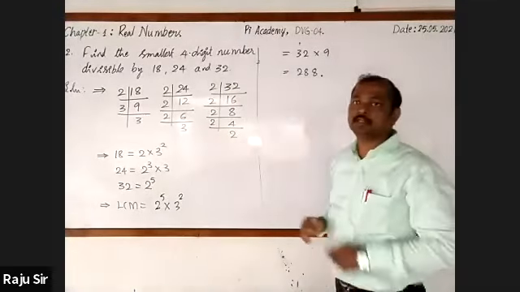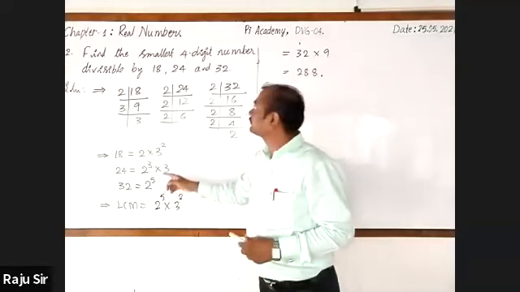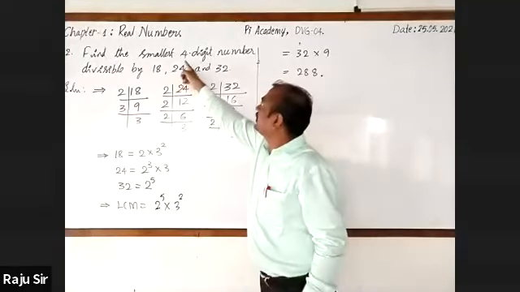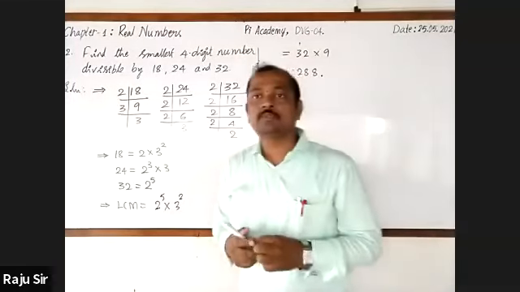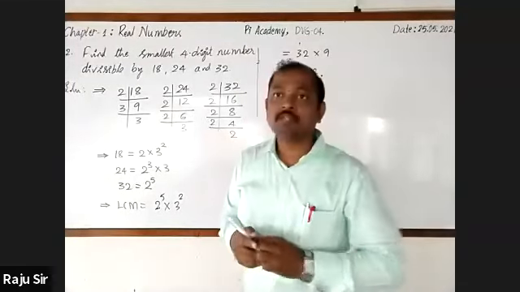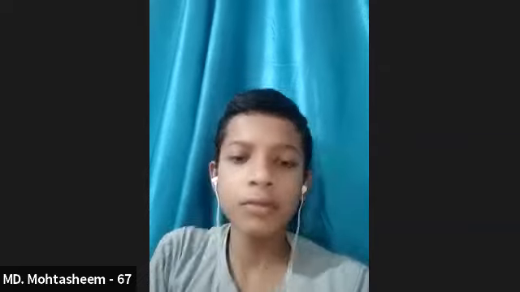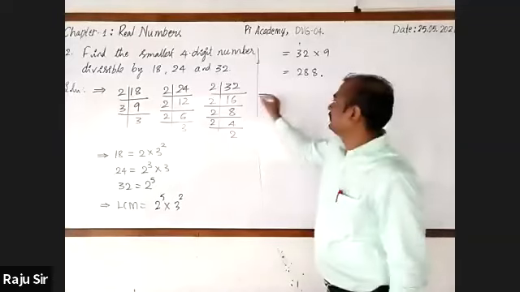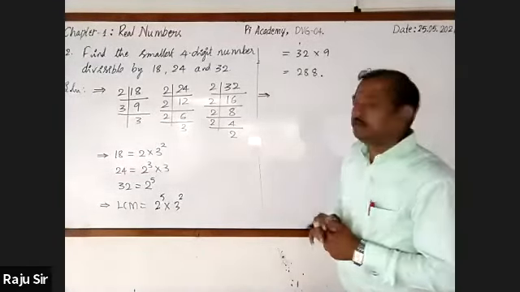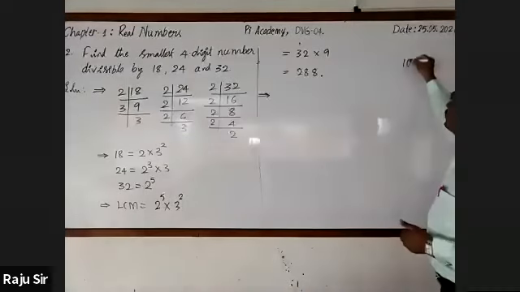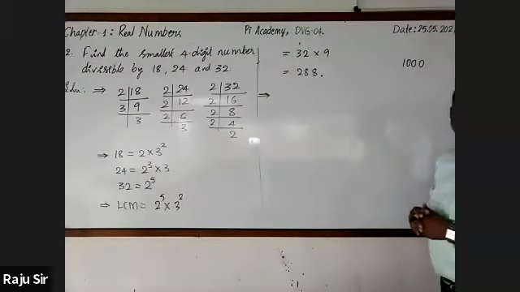But it is a 3-digit number. We want the smallest 4-digit number. Then which is the smallest 4-digit number? It is 1000. Just look at it. You must stop writing. Observe the book. The smallest 4-digit number is 1000.